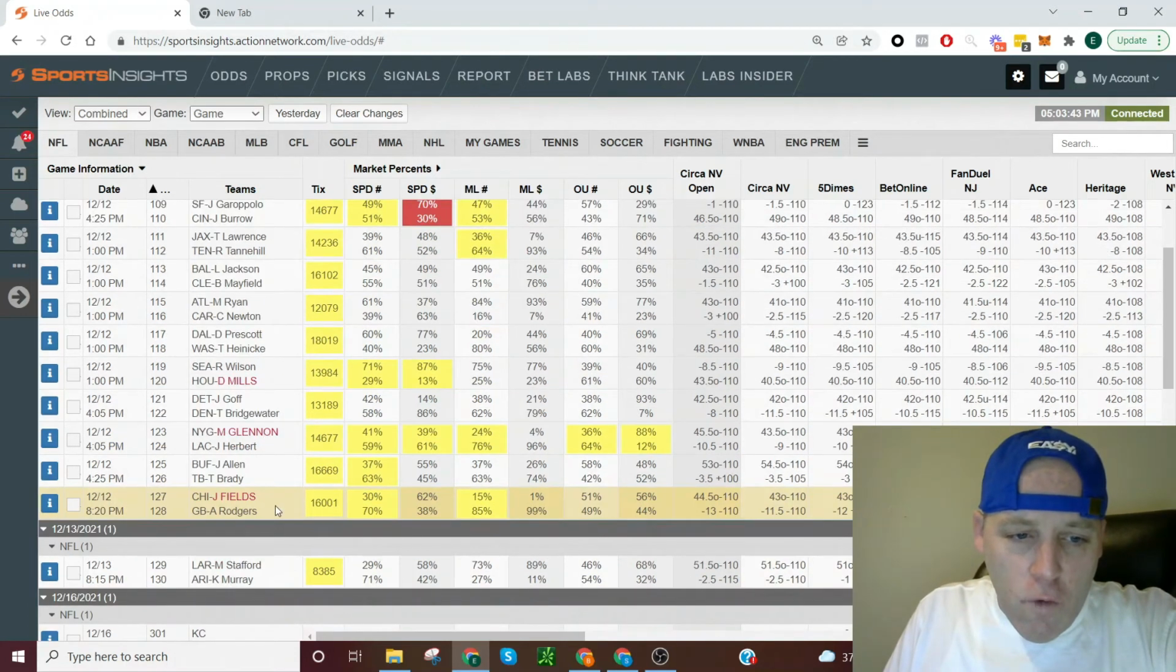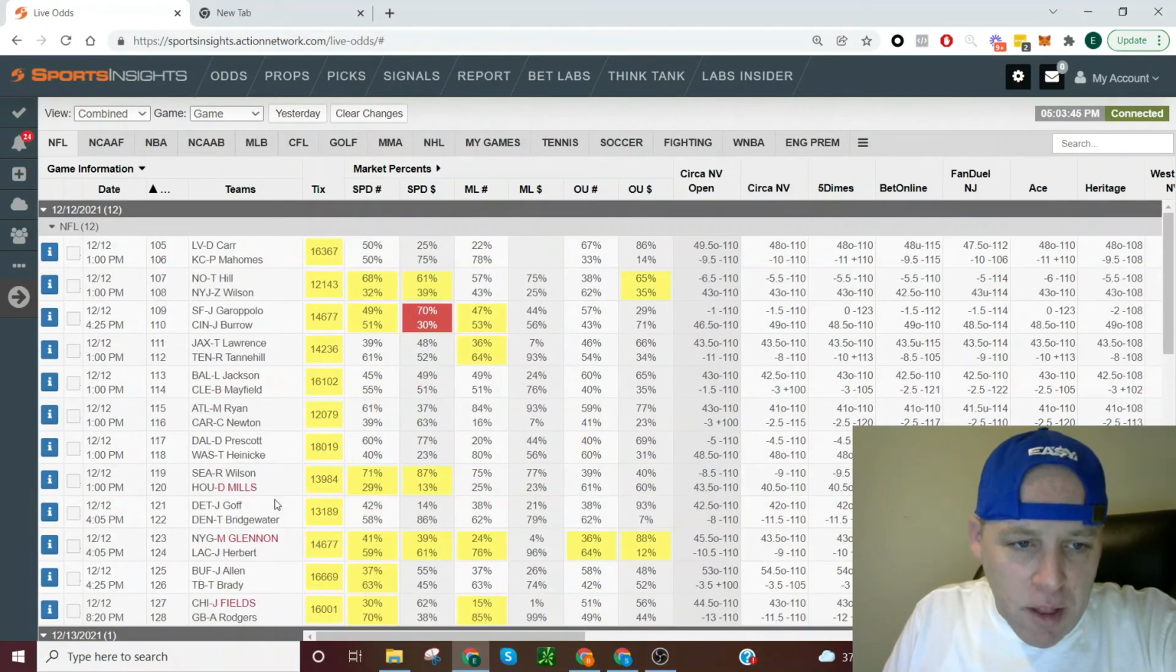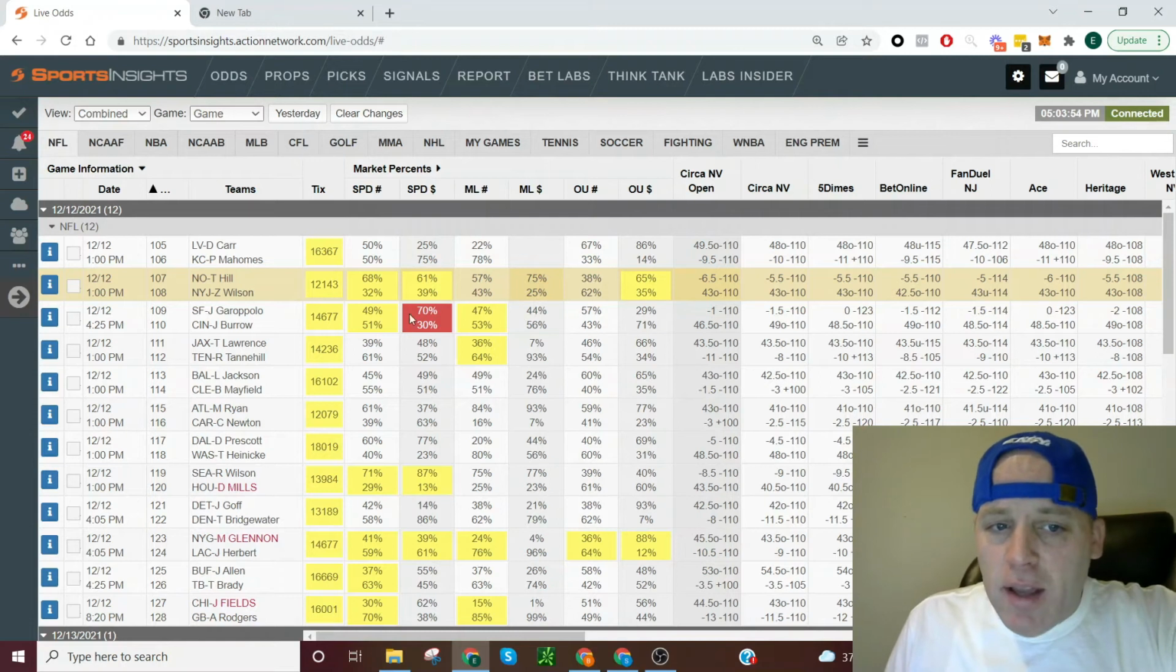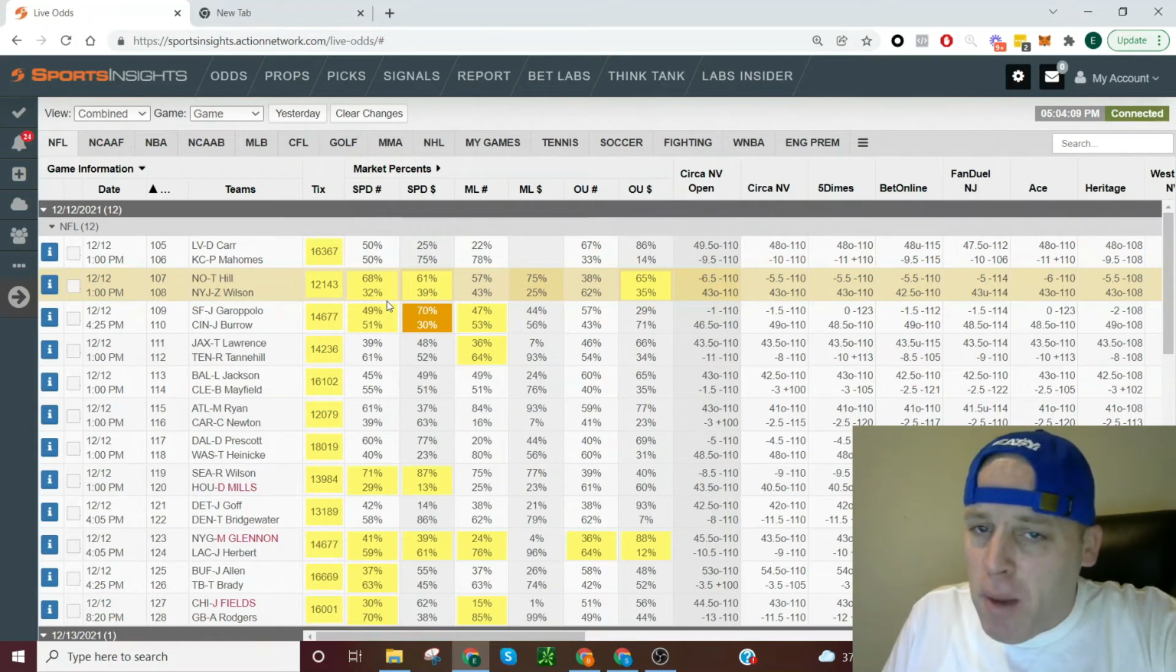Let's go over another example, maybe a little bit less extreme. How about the Saints and Jets here? Again, we like the side that's not being heavily bet. The Saints are receiving close to 70% of the money. So the Jets here, only 32% of the money. It's a side that the sportsbooks would need. We don't mind that. We want to be on the side that the sportsbooks need.